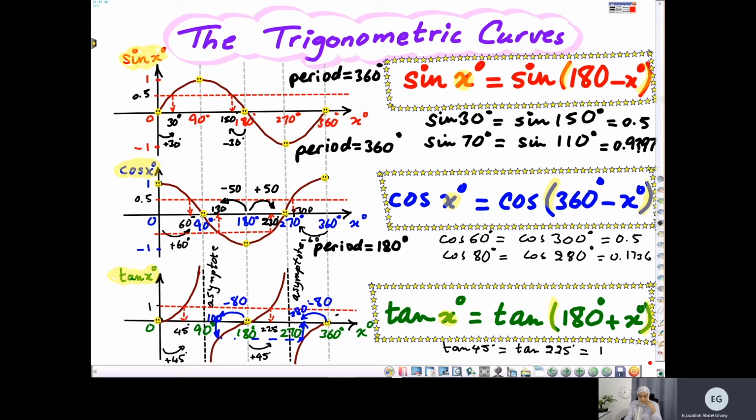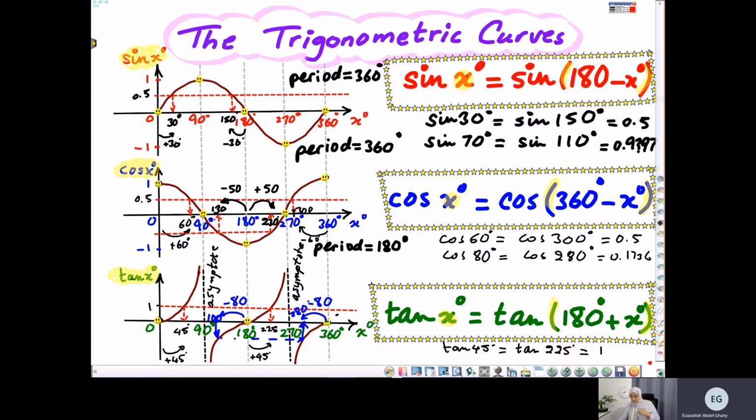The shape of the cosine curve means that cosine of an acute angle has the same value as cosine of 360 minus this acute angle. It will be an acute angle, and its twin is a reflex angle over there. Here is a horizontal line; it hits the curve at an acute angle and 360 minus this acute. The tan curve: tan of the acute angle has the same value as tan of 180 plus this acute. So we have here three relations, three rules.